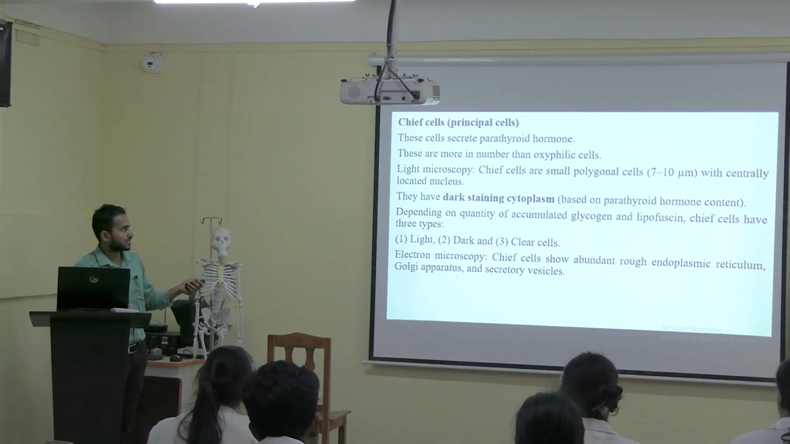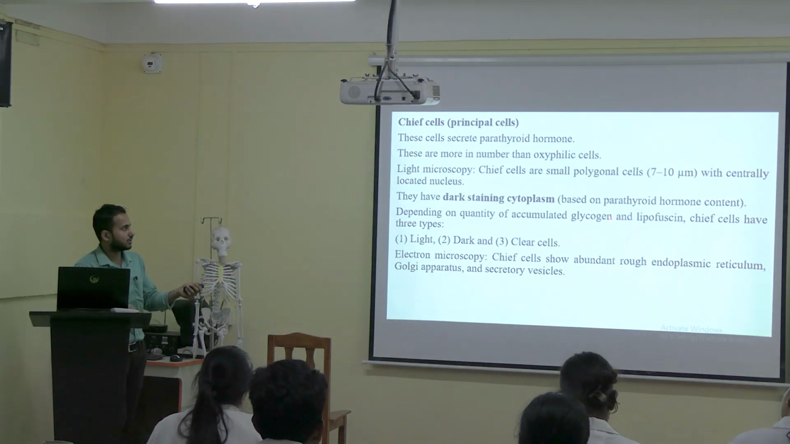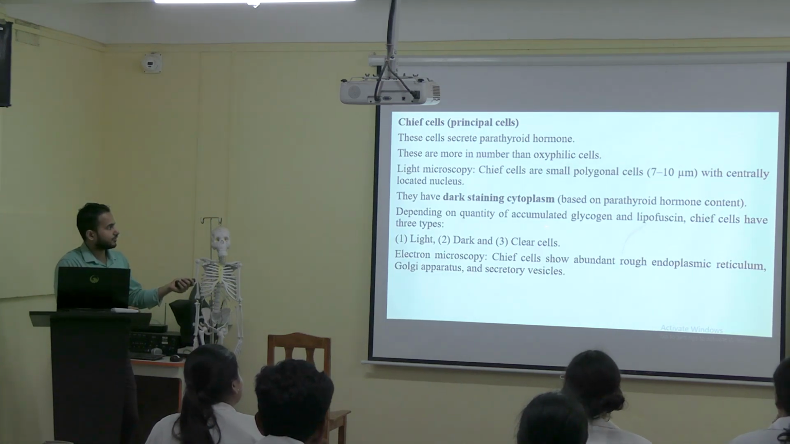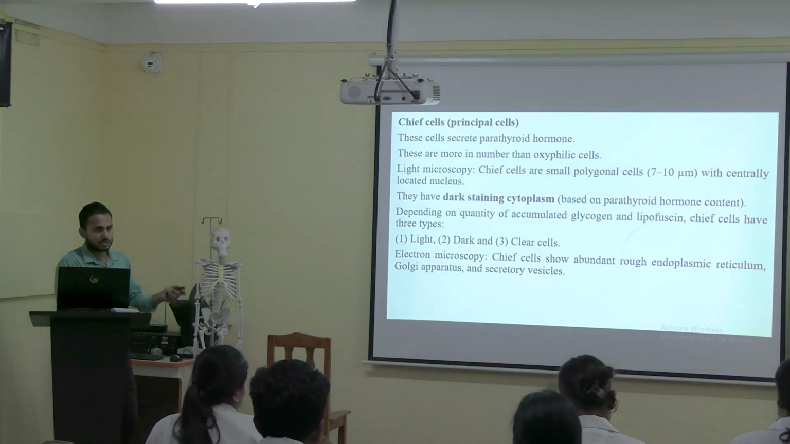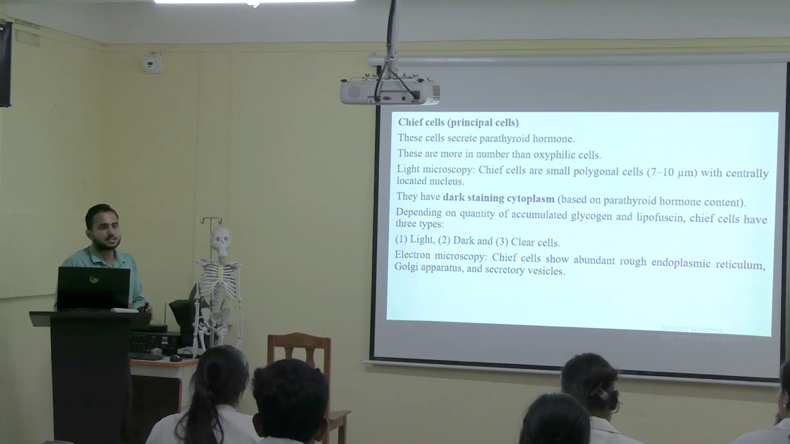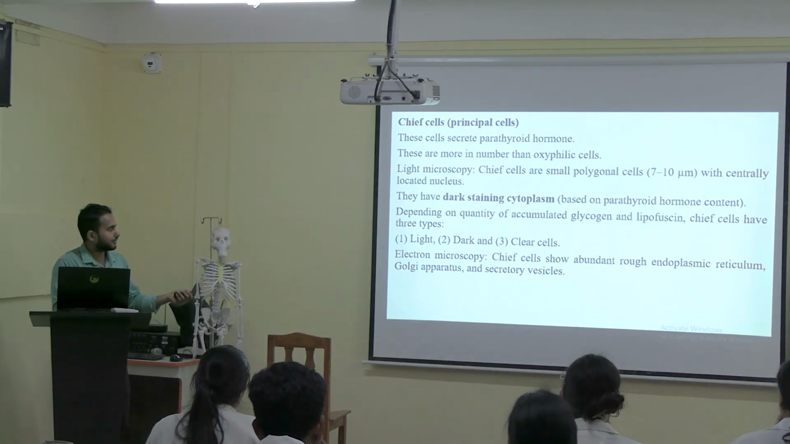They have dark staining cytoplasm, and this dark staining is based on the parathyroid hormone content, how much hormone is present. Depending on the quantity of glycogen and lipofuscin, a yellow color pigment, the principal cells are divided into three categories. What are they? Light, dark and clear cells. And under the electron microscope, it shows abundant rough ER, Golgi apparatus and secretory vesicles.